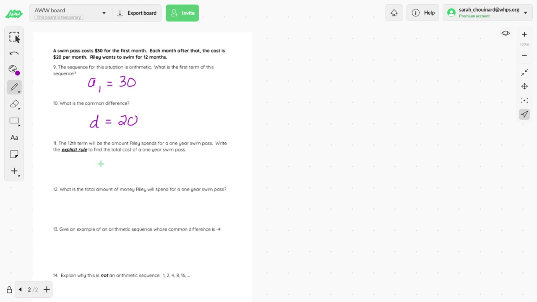And then the explicit rule would be a sub n equals d times n minus 1 plus a sub 1. So I just plugged those into my formula. And they want to know the 12th term. So I'm going to do a sub 12 equals 20 times 12 minus 1 plus 30. And so mathematically, that is going to end up being $250 for the first year of swimming. Oh, sorry. That would be the answer to 12.